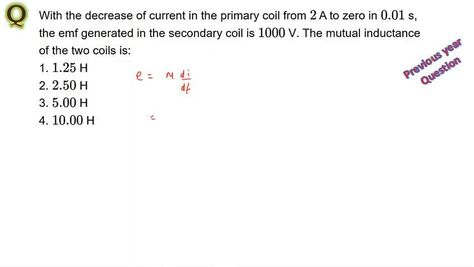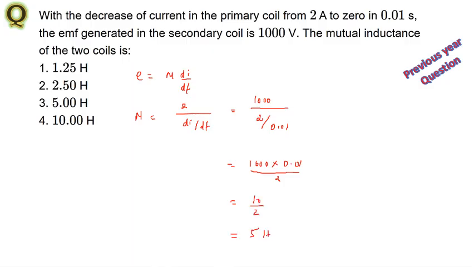Now they are asking for the M value. M here is E divided by dI whole divided by dt. The E value is 1000 volt divided by dI, the changing current, which is 2 ampere. So 2 minus 0 is 2, divided by 0.01. Again, 1000 into 0.01 whole divided by 2, that is 10 divided by 2, which is 5 Henry. So the mutual induction in this case is 5 Henry.